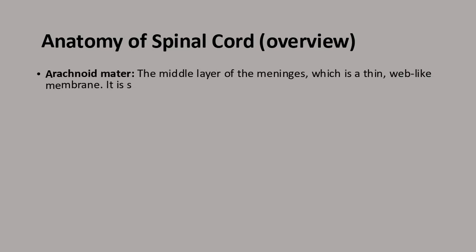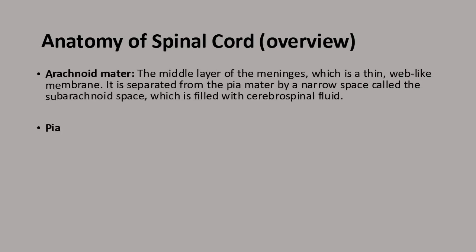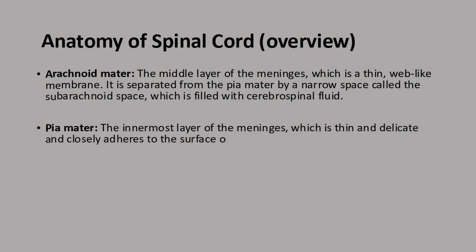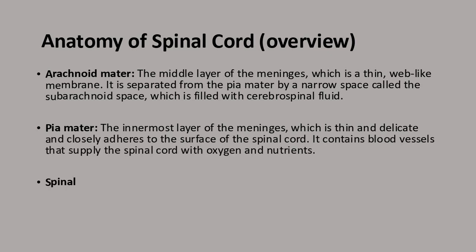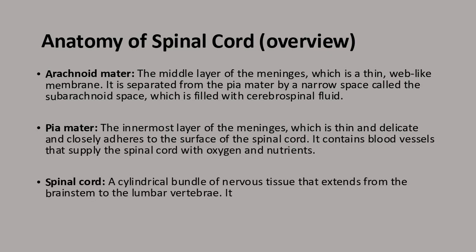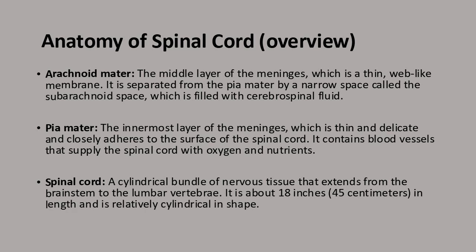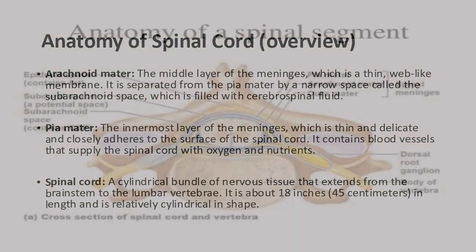Arachnoid mater, the middle layer of the meninges, which is a thin, web-like membrane. It is separated from the pia mater by a narrow space called the subarachnoid space, which is filled with cerebrospinal fluid. Pia mater, the innermost layer of the meninges, which is thin and delicate and closely adheres to the surface of the spinal cord. It contains blood vessels that supply the spinal cord with oxygen and nutrients. Spinal cord, a cylindrical bundle of nervous tissue that extends from the brainstem to the lumbar vertebrae.